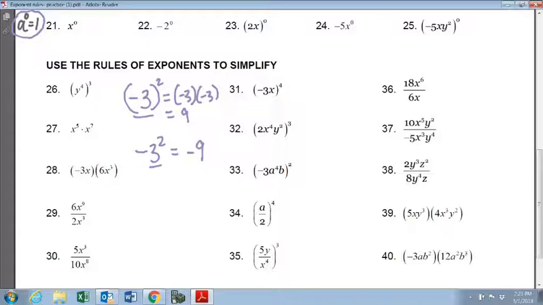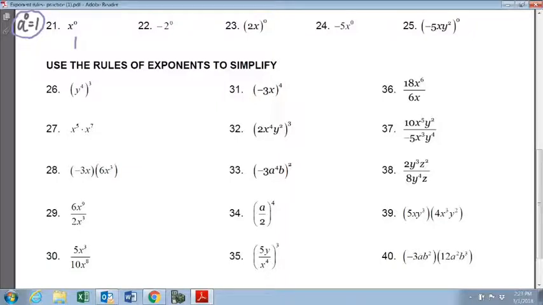So in a similar way, you're going to have to be careful with numbers 21 through 25. So you may want to try those and then watch the video. Let me go ahead and erase these. All right. Let's go ahead and look at these.